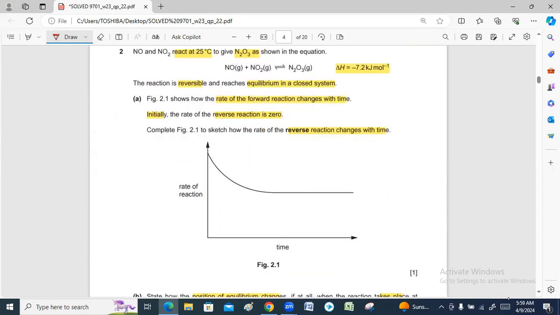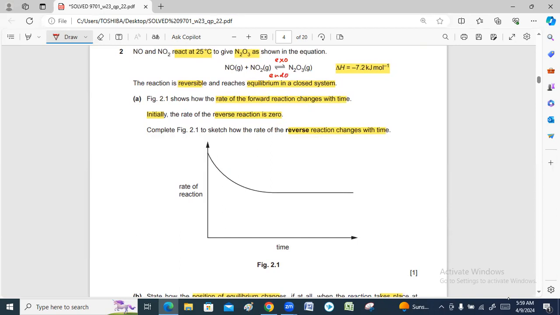Second question is that nitrogen monoxide and nitrogen dioxide react at 25 degrees Celsius to give N2O3, dinitrogen trioxide, and there is an equilibrium, as the forward reaction, the overall reaction, is exothermic, minus 7.2 kJ per mole. It means that the forward reaction is exothermic, and the reverse or backward reaction is endothermic.